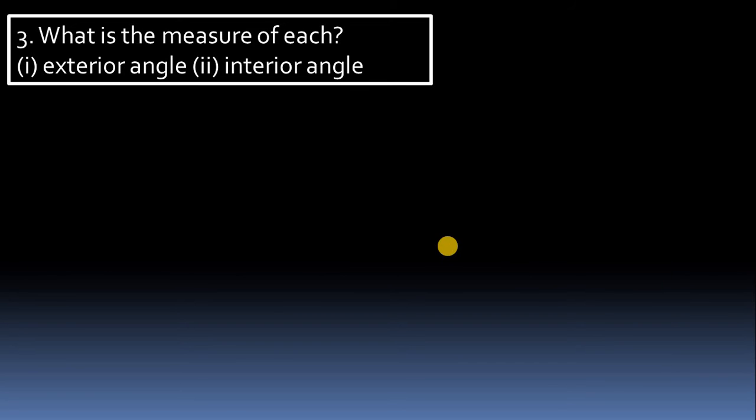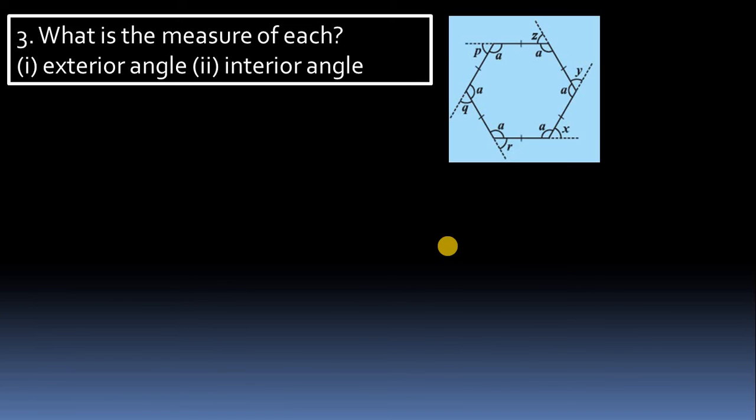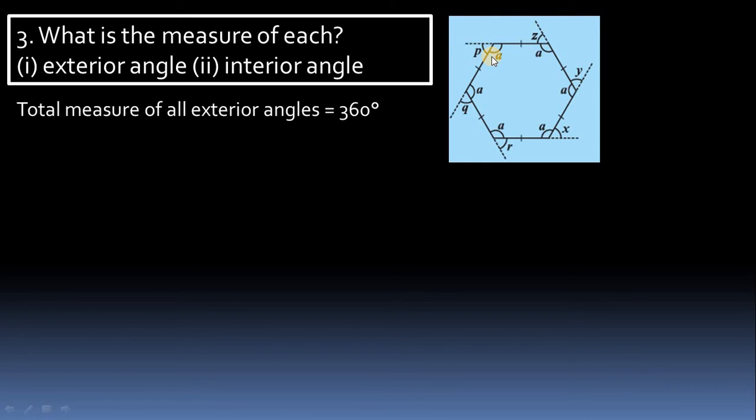What is the next question I am taking? This example is not included in your exercise. I am just putting it for your understanding. So what is the measurement of the exterior and interior angle? How will you calculate that in the case of the exterior angle? So what is an exterior angle? It means the outside angle. Interior means the inner angle.